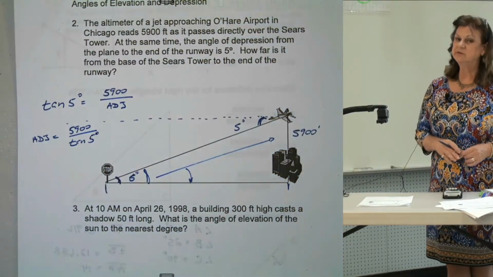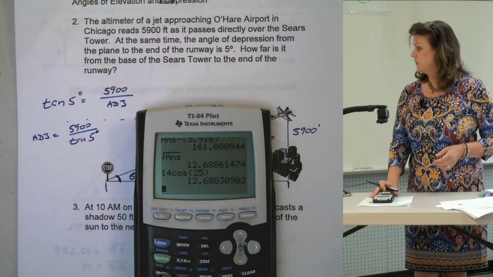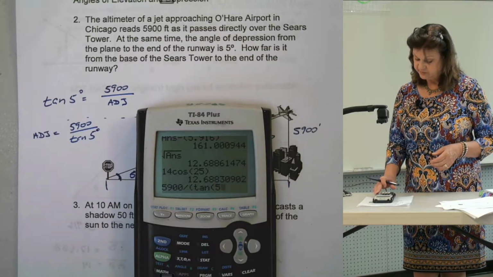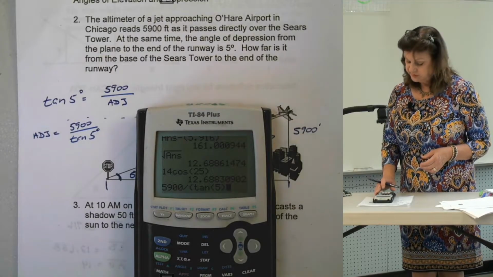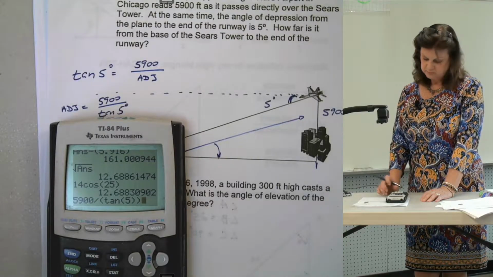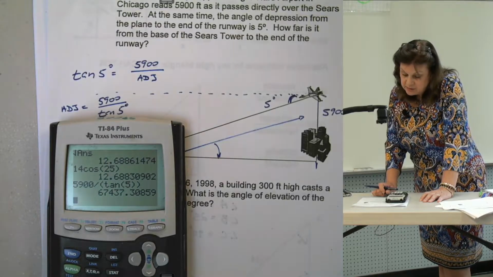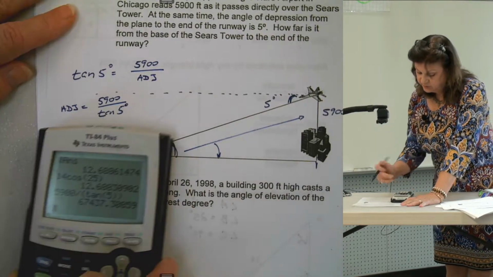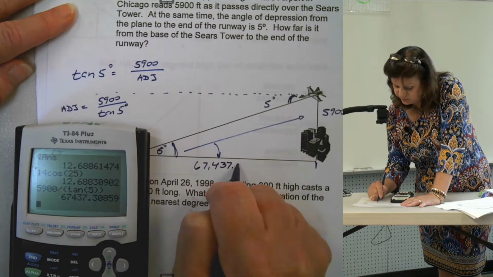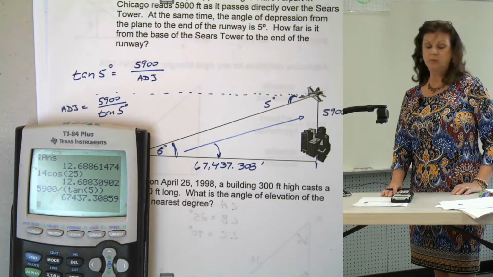And these are not major angles, so of course you're not going to be expected to do these without a calculator. So here we go. We have 5,900 divided by the tangent of 5 degrees. I need 2 sets of parentheses. And I think we're dealing in feet. Yes. So we are 67,437.308 feet away from the end of the runway.